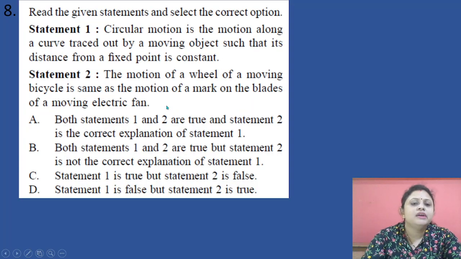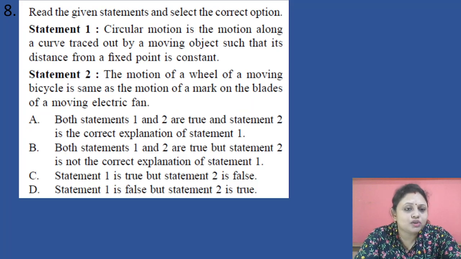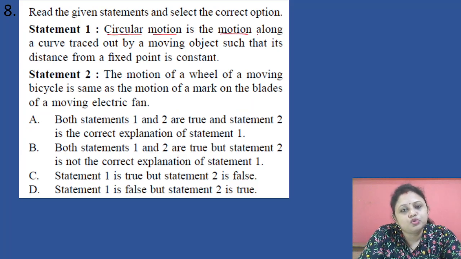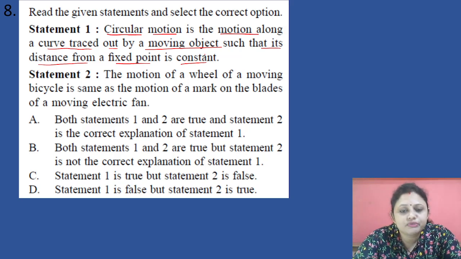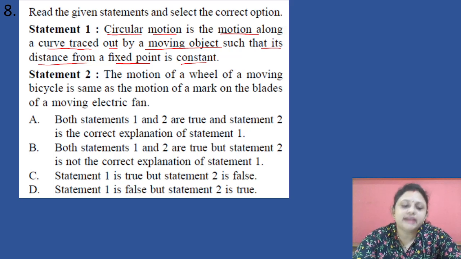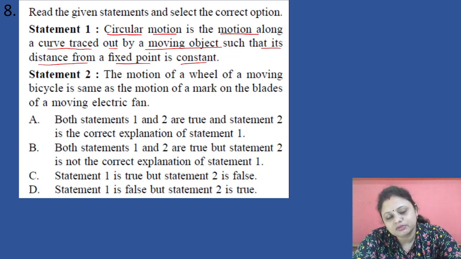Coming to the next question. Read the given statement and select the correct option. Statement 1: Circular motion is the motion along a curve traced out by a moving object such that its distance from a fixed point is constant. Statement 2: The motion of a wheel of a moving bicycle is the same as the motion of a mark on the blades of a moving electric fan. Options are A. Both statements 1 and 2 are true and statement 2 is the correct explanation of statement 1. B. Both statements 1 and 2 are true but statement 2 is not the correct explanation of statement 1. C. Statement 1 is true but statement 2 is false. D. Statement 1 is false but statement 2 is true.